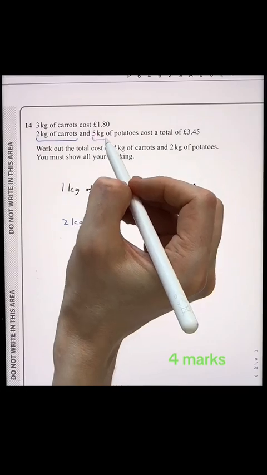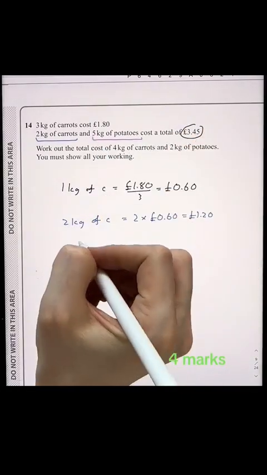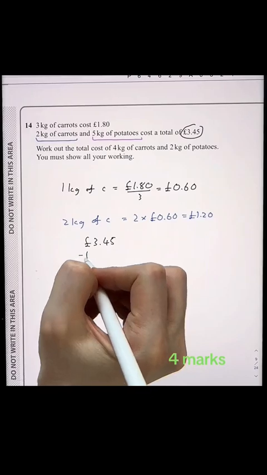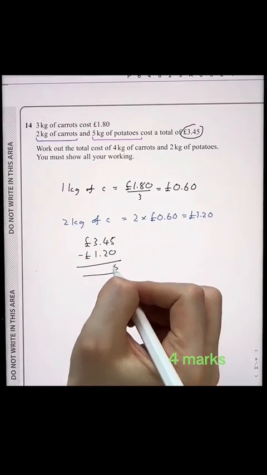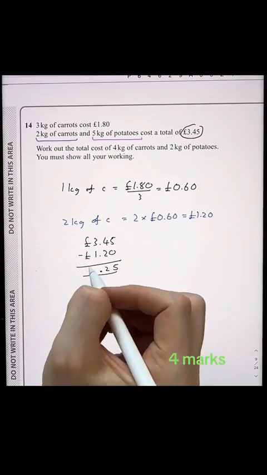To work out the price of the 5 kilograms of potatoes, I can take the total, which in this case was £3.45, and subtract the price of my 2 kilograms of carrots, which I worked out to be £1.20. Always starting on the right. 5 take away 0 gives us 5. 4 take away 2 gives us 2. Always keep the decimal point fixed. And 3 take away 1 gives you 2.